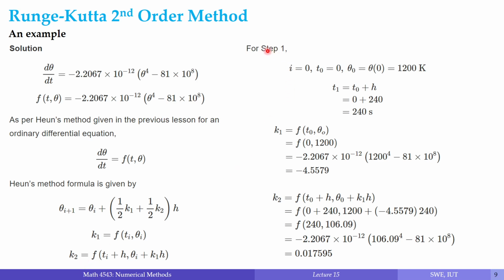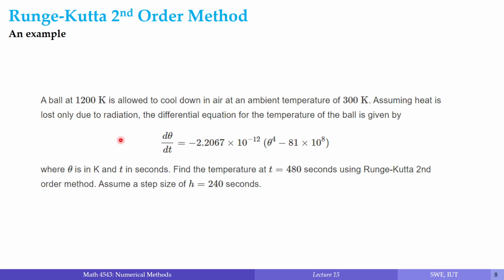Okay, so let's start with step 1. In step 1, of course, our i will be 0, because our initial condition has what? The temperature at the time t equals 0 seconds, right? So the ball was heated up to 1200 kelvins, and the cooling started from time t equals 0 seconds, right? So the initial temperature of the ball was 1200 kelvins, right?